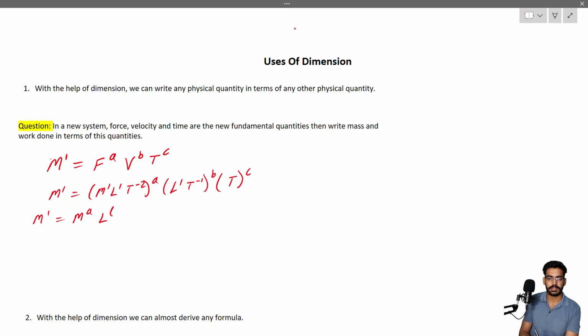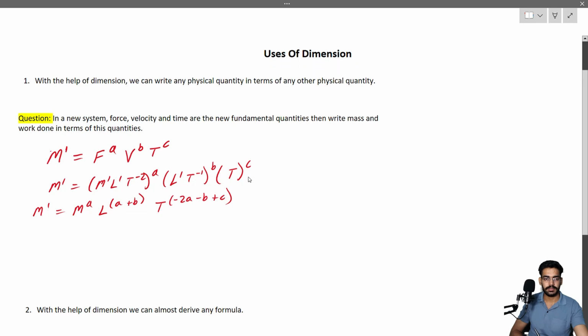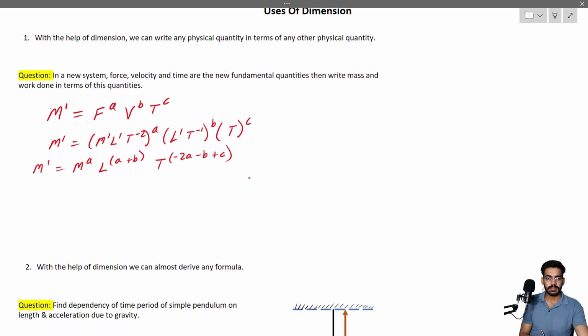Then take L together, all the L together, that is a plus b. And then we have time, this is minus 2a and this is minus b and this is plus c. So if you compare here, L is 0 and t is also 0, right? So if you compare these quantities, what can I write? a equal to 1 and a plus b equal to 0 and minus 2a minus b plus c equal to 0, right?